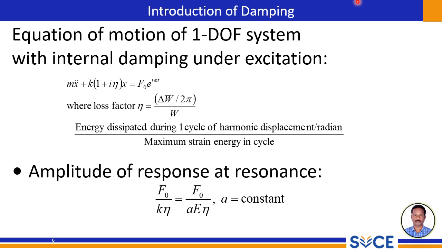So, in this slide, the mathematical framework for understanding damping in a single degree of freedom system, we have seen the loss factor eta is a key parameter that quantifies the damping, and it directly affects amplitude of vibration at resonance.